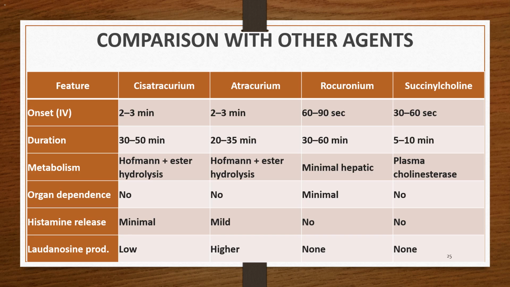Metabolism: Hofmann elimination plus ester hydrolysis. Organ dependence: no. Histamine release: mild. Laudanosine production: higher than Cisatracurium. Rocuronium. Onset IV: 60 to 90 seconds. Duration: 30 to 60 minutes.